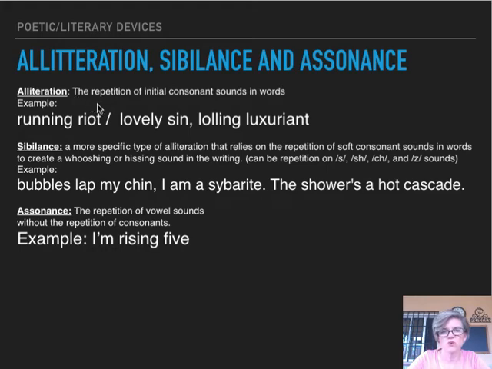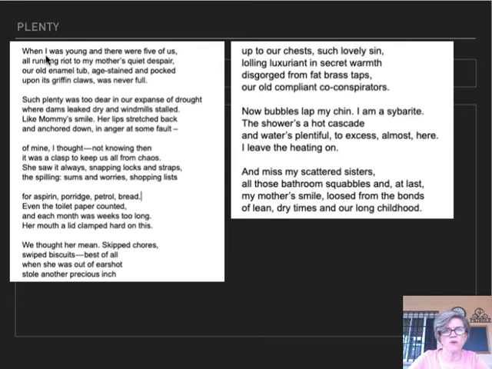Now, alliteration is when you've got the same initial sound, a consonant, not a vowel, at the beginning of words that are near each other in the poem. This is from the first stanza of Plenty. It says here, "When I was young and there were 5 of us, all running riot to my mother's quiet despair."